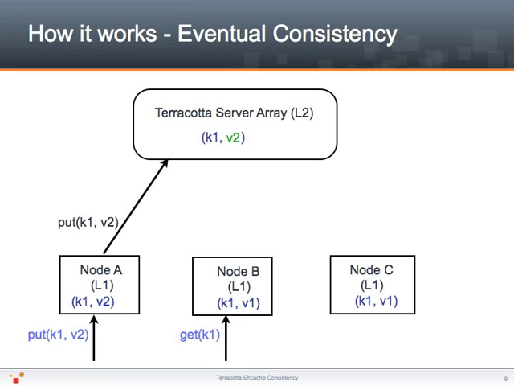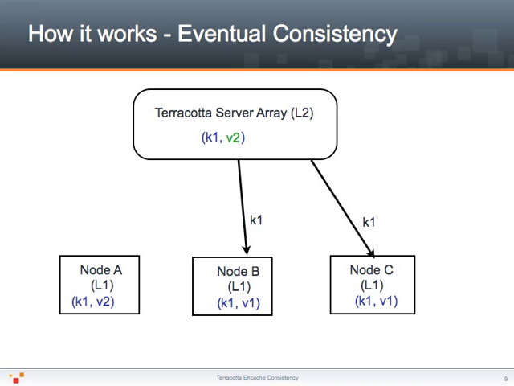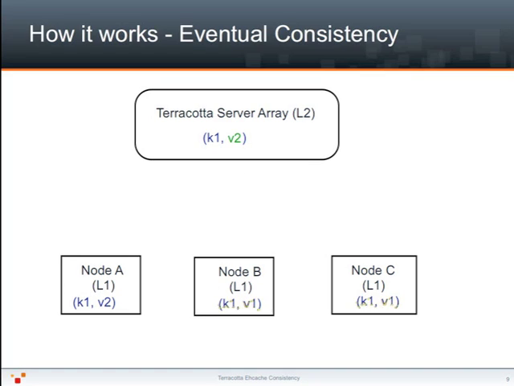Nodes B and C do a get for the same key K1 and since the L2 has not yet sent out a notification that the mapping for key K1 has been changed, both the nodes are going to read V1 from their local cache. Eventually, after some time, which is normally on the order of milliseconds, the L2 is going to send out a notification that the mapping for key K1 has been changed to value V2. Nodes B and C, on receiving the notification, are going to remove the mapping of K1 V1 from their local cache.